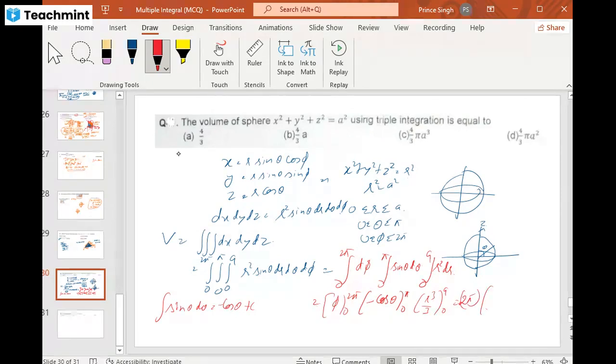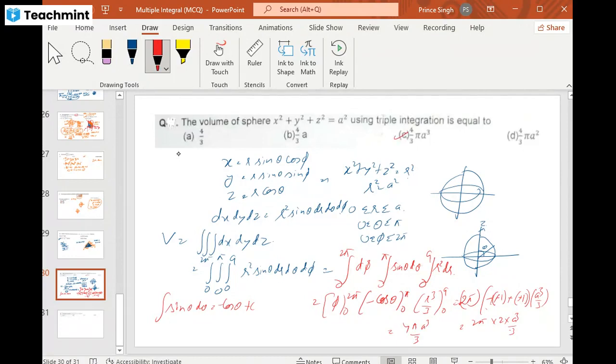Cos pi is minus 1, so minus 1 minus cos 0, which is 1. So 1 plus 1 is 2, and this is a cube by 3. So 2 pi into 2 into a cube by 3, so the answer is 4 pi a cube by 3. So 4 by 3 pi a cube.